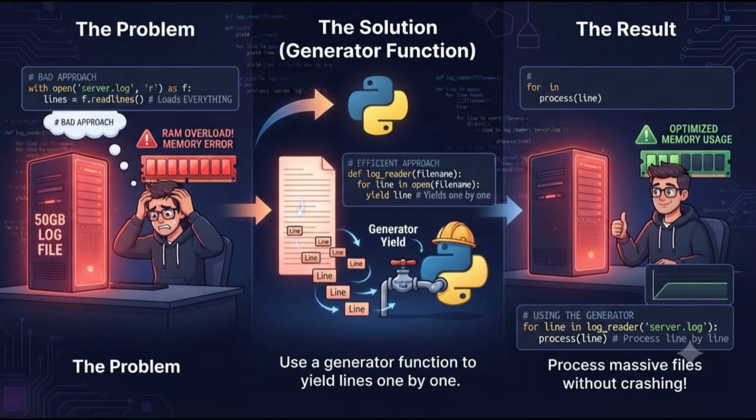Let's look at a real-world scenario. Imagine processing a 50 gigabyte server log file. If you use f.readlines, your RAM will instantly explode. Instead, we can write a generator function that yields lines one by one as it reads the file.